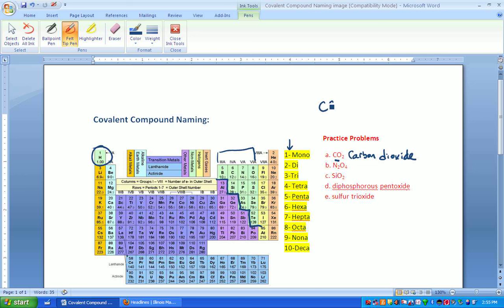In contrast to that, if you have CO, where oxygen is listed second and you only have one of the oxygen, this would be something like carbon monoxide. So you do need to use the mono when you have the atom that comes second and you only have one of that atom. The second one here, right here, will be nitrogen.